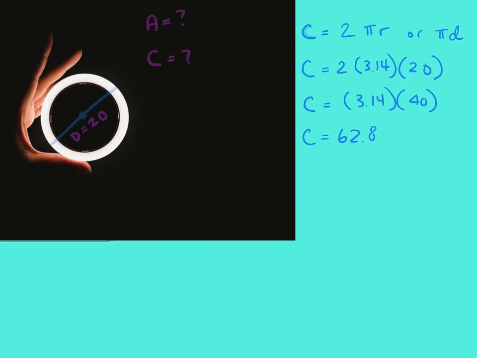Notice I didn't put a unit on this one. If I would have put a unit, let's say it was inches, then it would just be inches. It wouldn't be inches to the second power because it's circumference. Yeah, exactly. It's not squared.